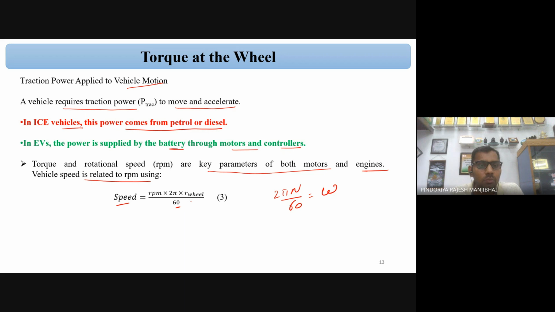Okay. Any more confusion? Any more doubt?